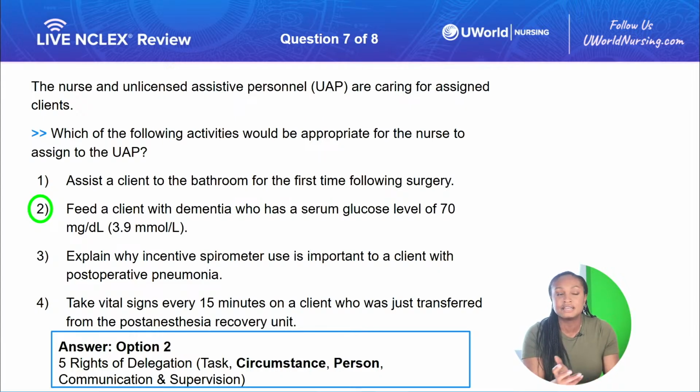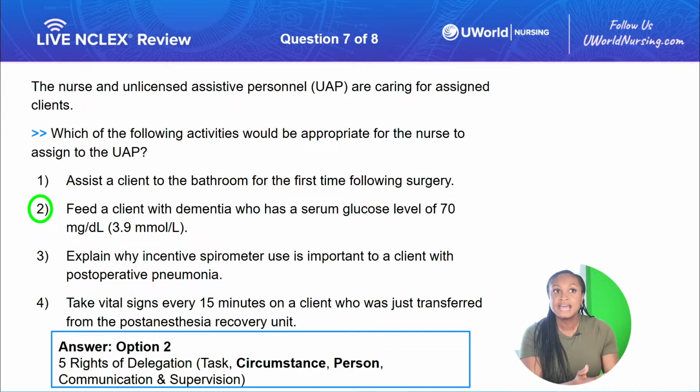Although the serum glucose level is 70, which is on our lower end, there's nothing in the answer choice that is giving us an indication that something is about to go wrong. So feeding the client with a glucose of 70 is surely going to bring the blood sugar up. So it's the most stable. It's okay for the UAP to take care of. Options 1, 3, and 4 would definitely be something that the nurse would want to take care of.